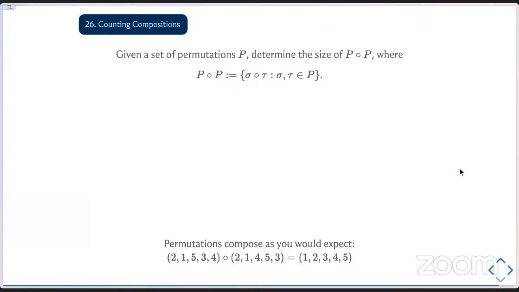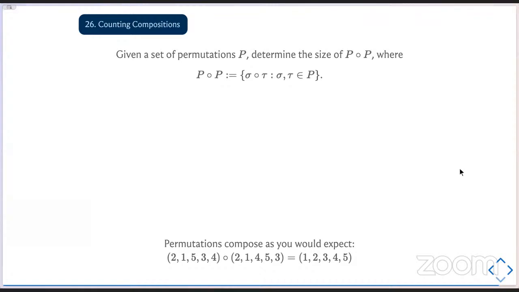So here's what we want to count. Given a set of permutations, we want to count the number of permutations that are generated by composing these pairwise. So do this for all pairs of permutations in P. P is a collection of permutations. So pick any pair of permutations, and in fact, we're going to do this for all pairs. But yeah, so for each pair of permutations in P, compose them to get a new permutation.